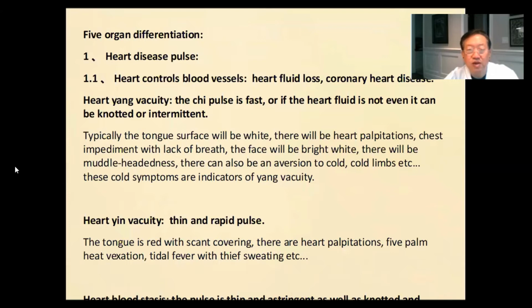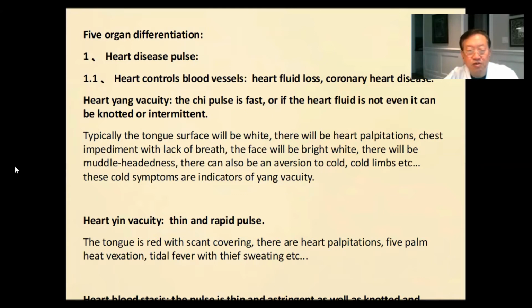5 organ differentiation. 1. Heart disease pulse. 1.1. The heart controls the blood vessels, heart fluid loss, and coronary heart disease. Heart yang vacuity. The chi pulse is fast, or if the heart fluid is not even, it can be knotted and intermittent. Typically, the tongue surface will be white. There will be heart palpitations, chest impediment with lack of breath. The face will be bright white. There will be muddle-headedness. There can also be an aversion to cold limbs, and so on. These cold symptoms are indicators of yang vacuity.